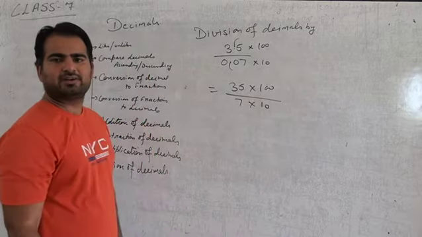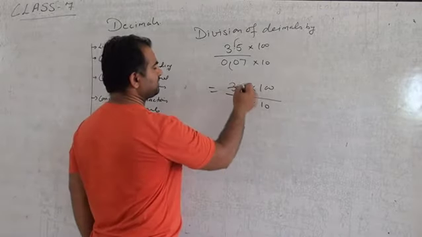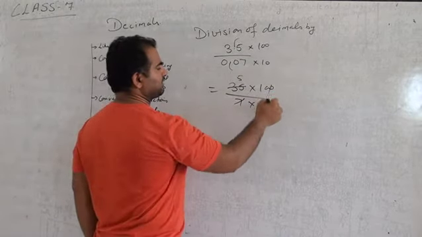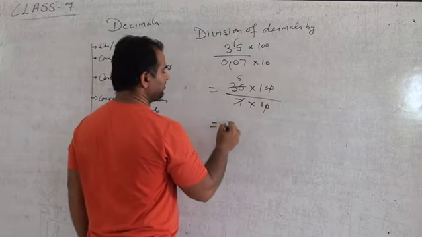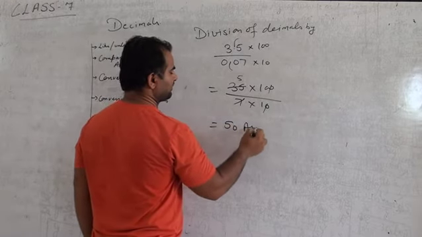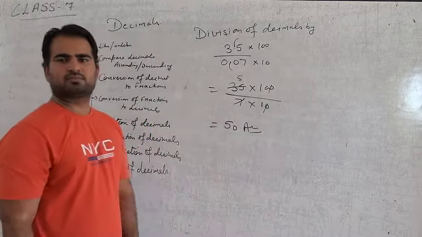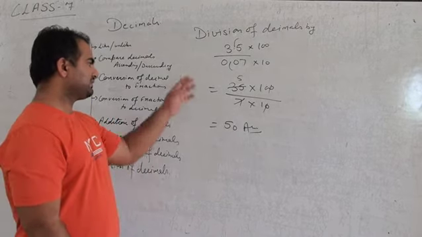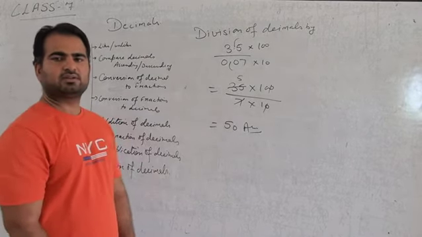So it will be 35 multiplied by 100 upon 7 multiplied by 10. Now we can easily divide it. 7 fives are 35. Cut a 0 from the 0. It will be 50. Answer. Done? Okay, listen class. This was the basics from my side.